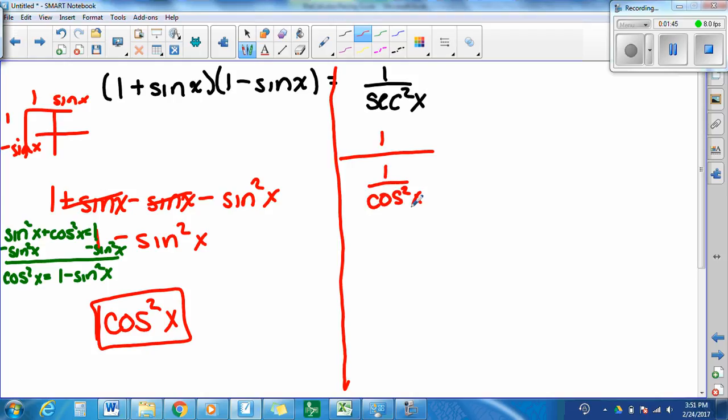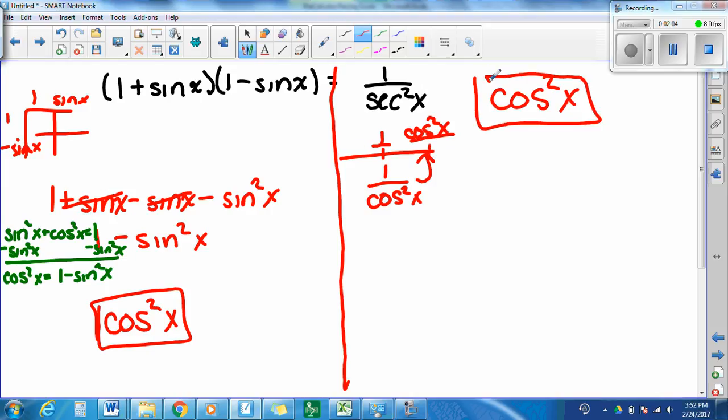Still squared. Or you could recognize that this is cosine squared. I do not care which method you do. If you do this, if you will notice, I can do 1 over 1, flip and multiply, and I will get the same answer. And so this is also simplified. And I will notice that I am done because my left-hand side matches my right.